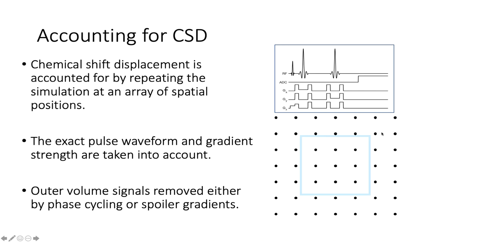And at each position, we're going to take into account the exact shape of the RF pulse and the gradients that are used for slice selection. And then at the end of this, we're also going to try and remove some of these outer volume signals using crusher gradients or by phase cycling. And then our total signal is going to just be the sum of all of these individual simulations added together.